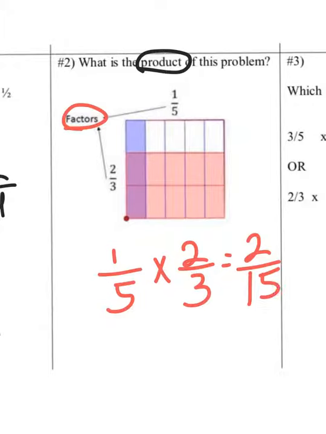And if you take a look at this array model, you have 2 that are both colored out of 15 altogether. So that's why it's 2/15. So remember, when you see the word product, that is a multiplication problem.